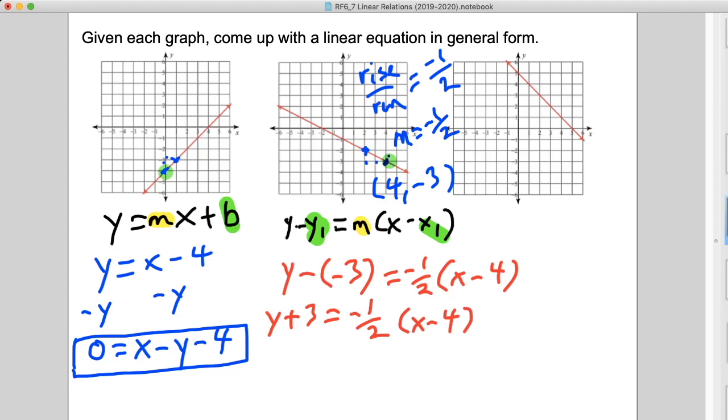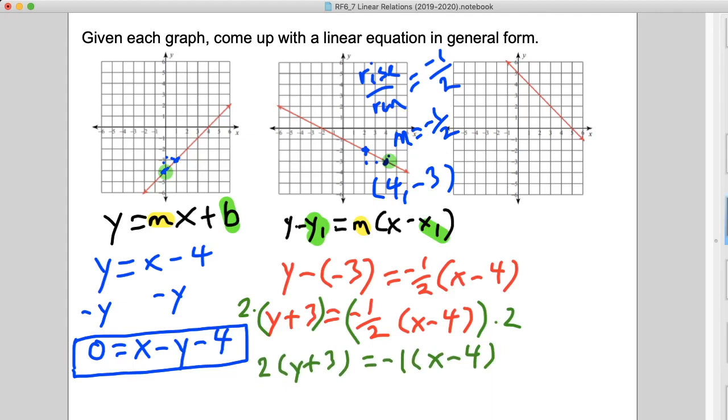So we're going to end up multiplying everything by 2. So let's multiply everything by 2. That means both the left and the right side, we're going to multiply everything by 2. And we'll end up with 2 times y plus 3 is equal to negative 1 times x minus 4. Let's go ahead and simplify everything. We're going to distribute that 2, and then we're going to distribute that negative 1 to everything. So we'll have 2y plus 6 is equal to negative x plus 4.